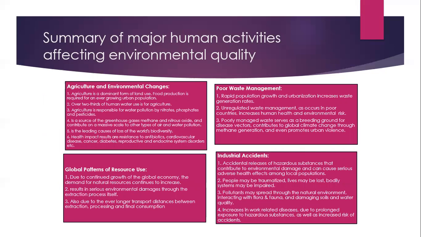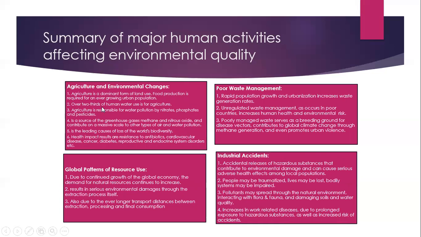So let us look at some other human activities and how they affect our environment and potential health. All right, let's look at agriculture and the environmental changes associated with that. So we know that agriculture is a dominant form of land use, and it's also a dominant form of activity that consumes water resources. And food production, we know, is important for ever-growing urban populations.